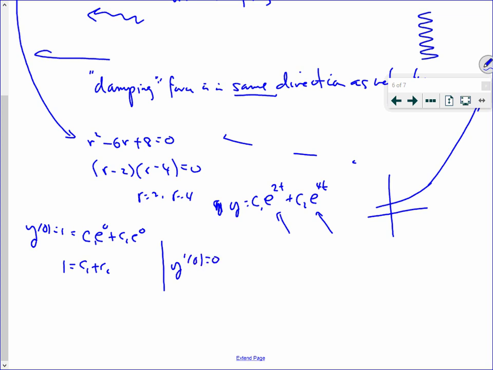So the derivative of this, oh, I should have done y prime first. It's going to be 2c1 e^(2t) plus 4c2 e^(4t). So you put a 0 in there, you get 0 equals 2c1 plus 4c2.